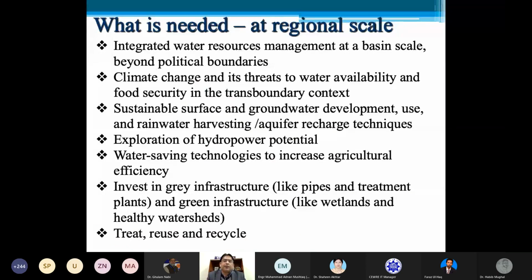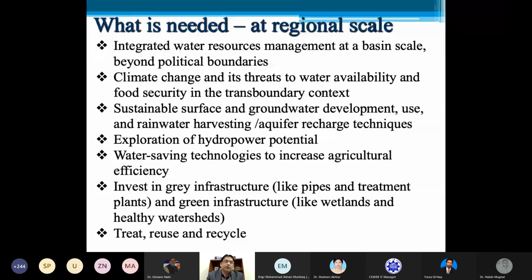So these are some recommendations at the regional scale: we have to do some sort of integrated water resources management at a basin scale and beyond political boundaries. As Dr. Noor Khan has already mentioned, this treaty survived four wars between the two countries, and it will continue to survive, but we have to adopt an integrated, holistic water resources management approach.